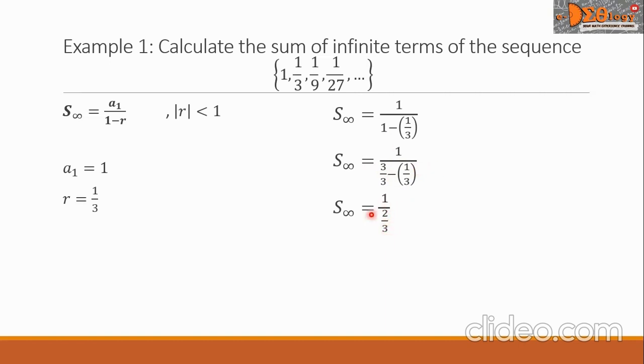And then let us invert this 2 over 3 into 3 over 2 to be multiplied with the numerator 1. So 1 times 3 over 2 is simply 3 over 2, or we can write 1.5. This is our final answer.